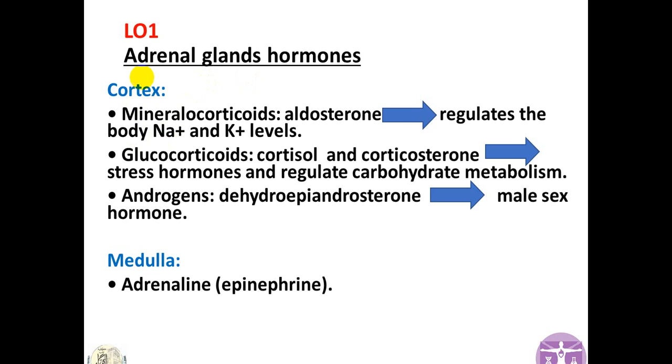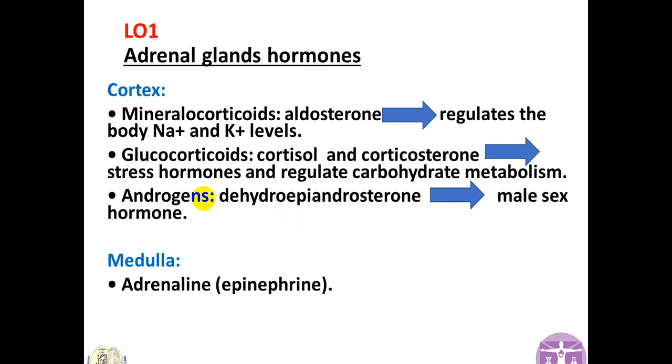The third type of hormone is called the androgens. And the androgen that is secreted from the adrenal gland is mainly dehydroepiandrosterone or DHEA. And this is a male sex hormone. So in addition to testosterone that is secreted from the testes, we have another sex hormone in males called dehydroepiandrosterone, which is available in smaller quantities in females as well.